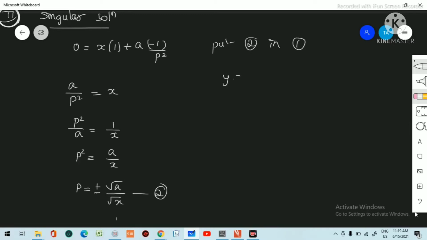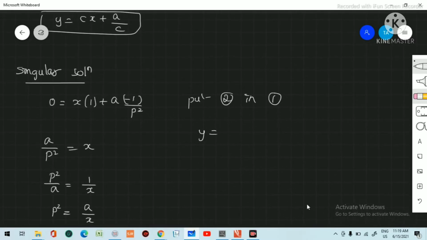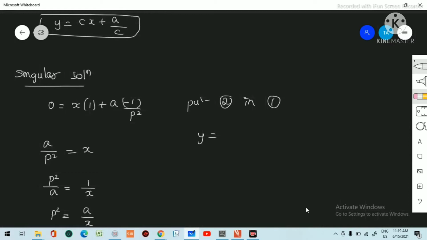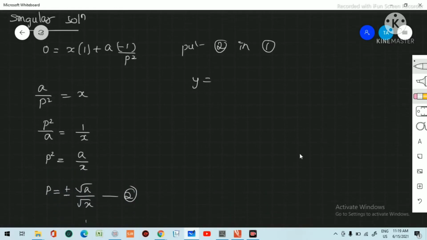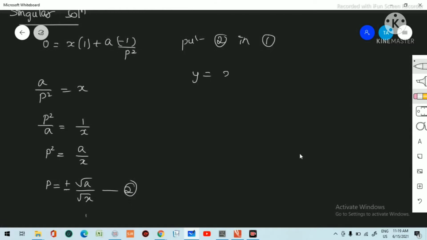So what was our 1? Y is equal to Px plus A by P. So in place of p in px, we have to put the value, keeping x as it is: square root of a by square root of x, with plus or minus. Then A by p: in place of p we will substitute square root of a by square root of x.